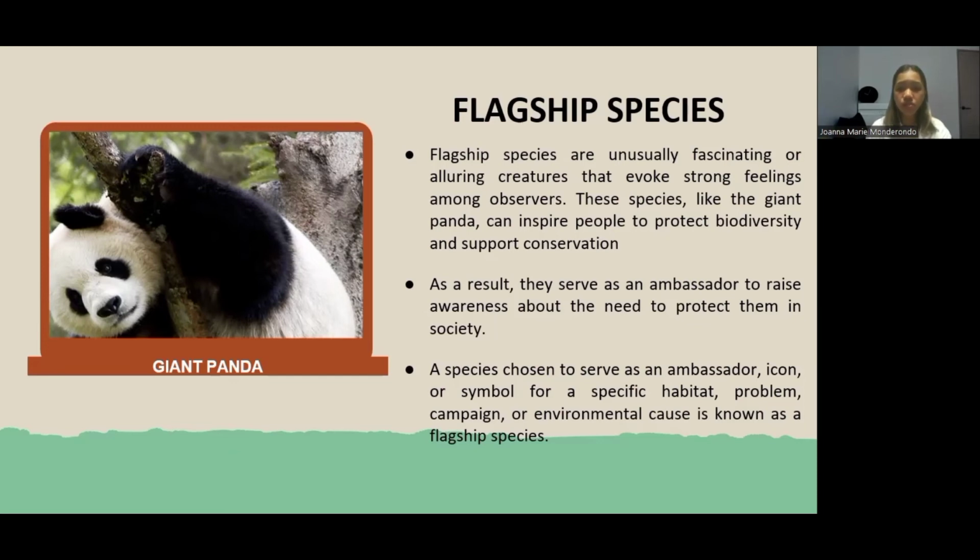Flagship species are species chosen to serve as an ambassador, icon, or a symbol for a specific habitat or environmental cause campaign. So an example of that is the panda. We can see na panda cute kaayo siya. So they became an ambassador or an icon so that we can inspire people to protect biodiversity and support conservation of endangered animals.